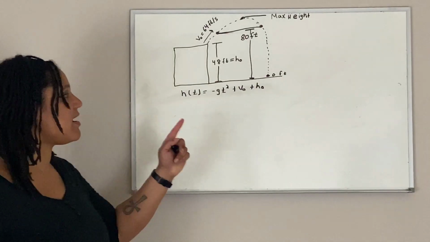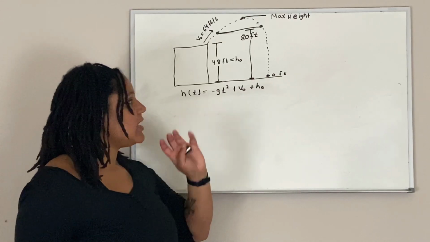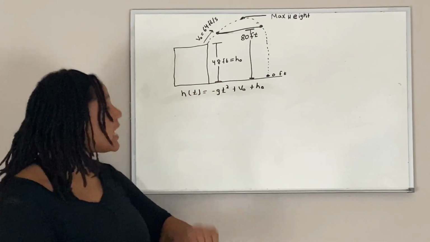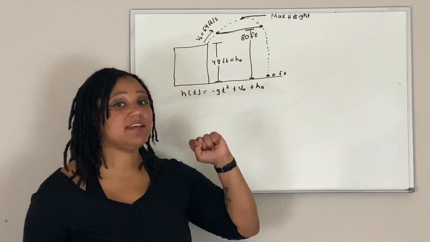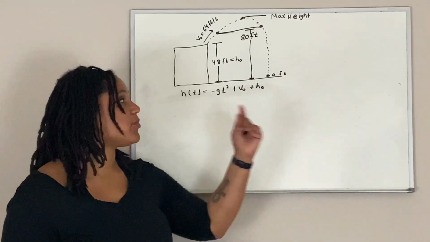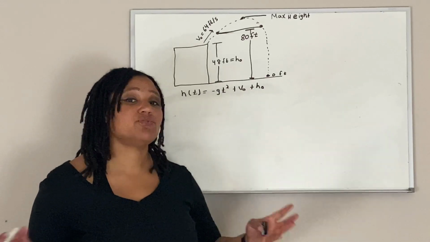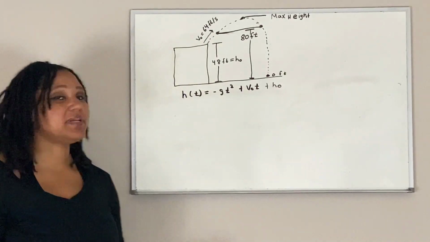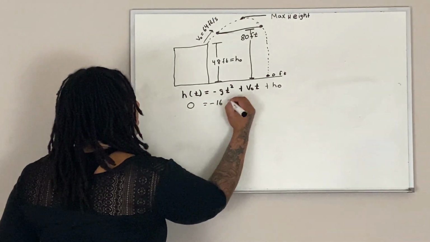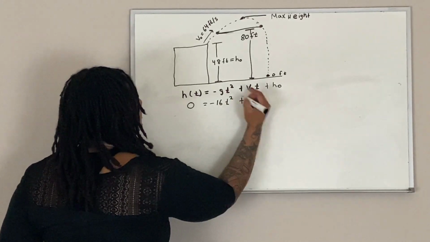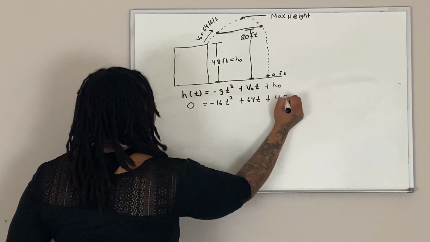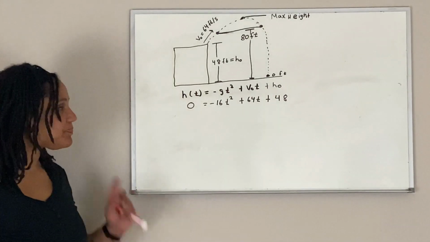In our previous problem, we asked how long it takes for the ball to reach a height of 80 feet. This time we're asking how long it takes for the ball to hit the ground. Well, the ground is 0, so we're basically asking how long it takes for the ball to reach a height of 0 feet. So we're going to replace h of t with 0. So we have 0 is equal to negative 16 t squared plus v naught, which is 64 t, plus h naught, which is 48.